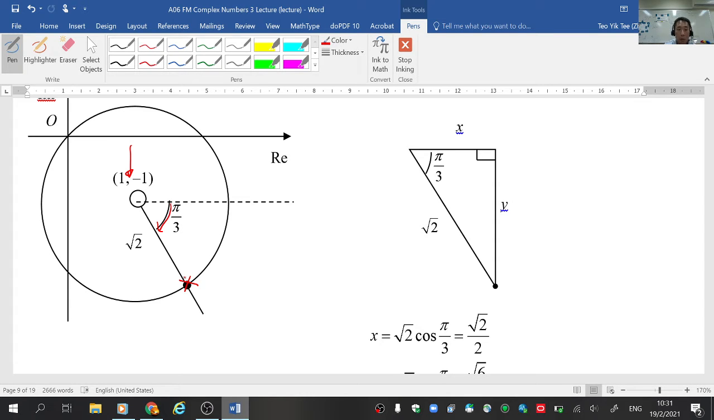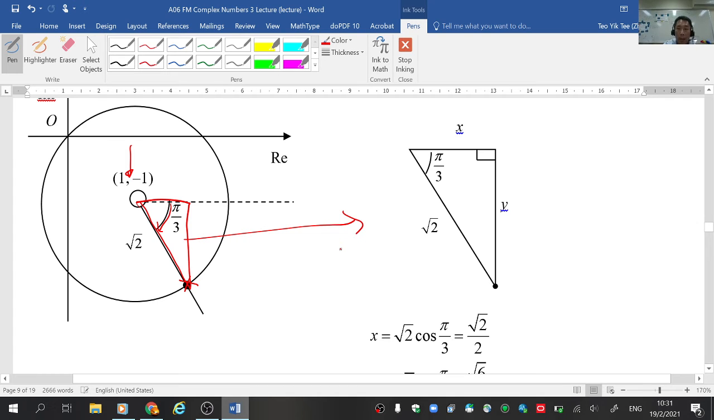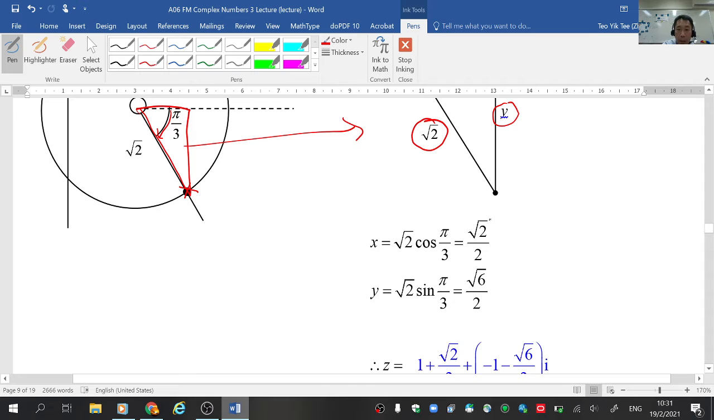When you use geometry, you must take note of where the center of the circle is, where the radius is, and then of course certain features like pi over 3. I'm going to focus on this triangle here, which I'm going to blow up to this side. It has an angle of pi over 3. The radius of the circle is square root 2. Then this must be x, this must be y. Can I use my trigo, that means sine or cosine, to find the value of x? So x is actually square root 2 cosine pi over 3, and y is square root 2 sine pi over 3.